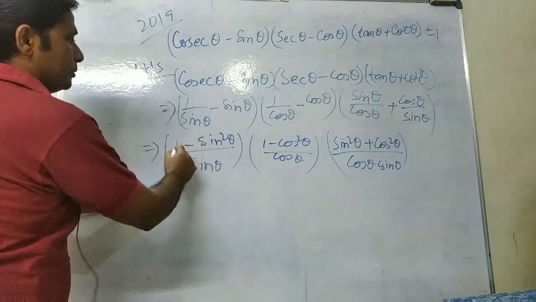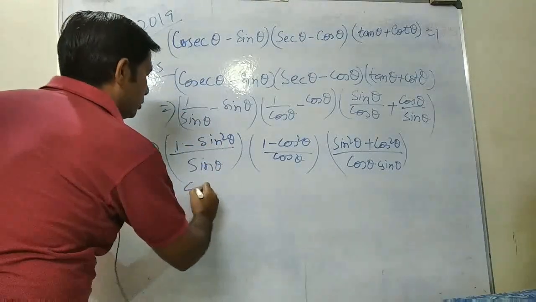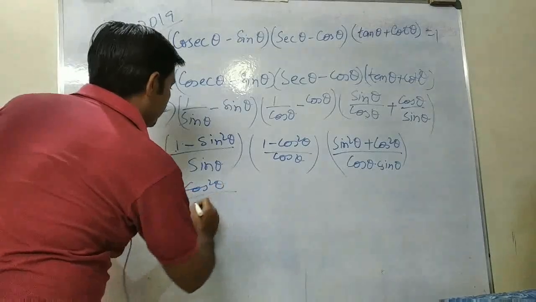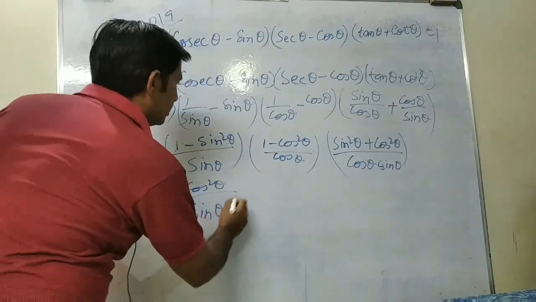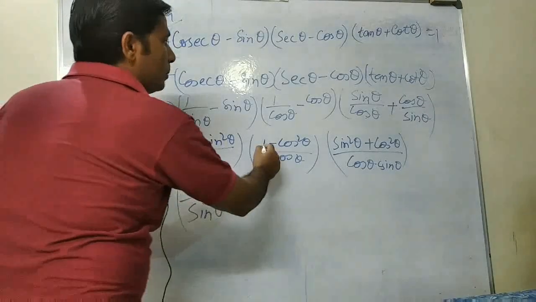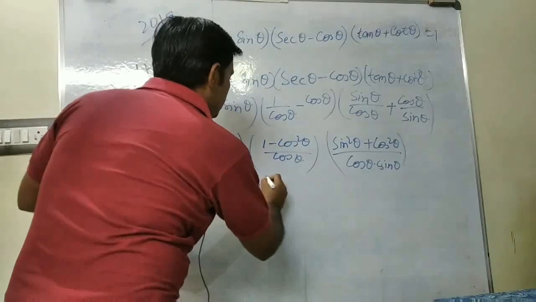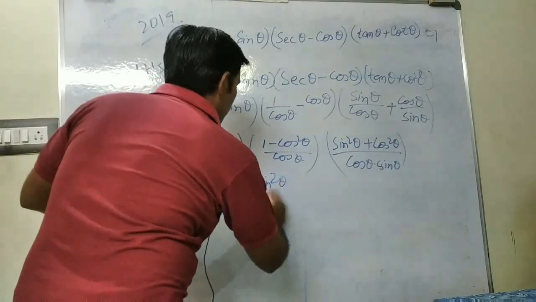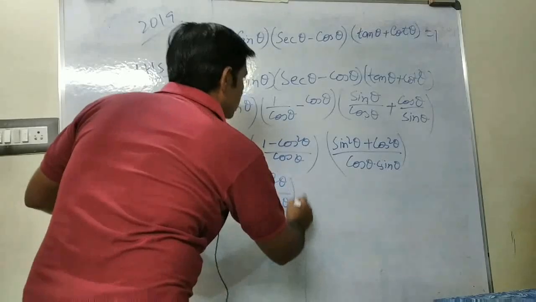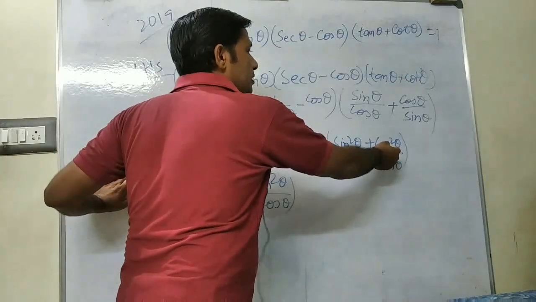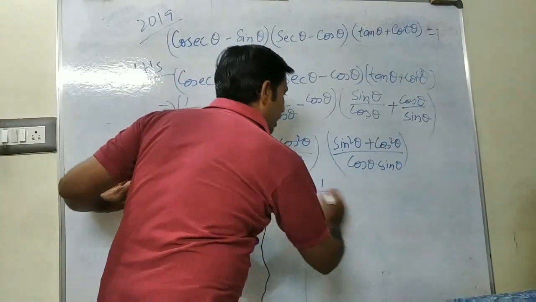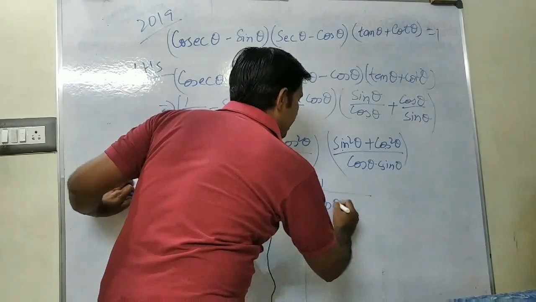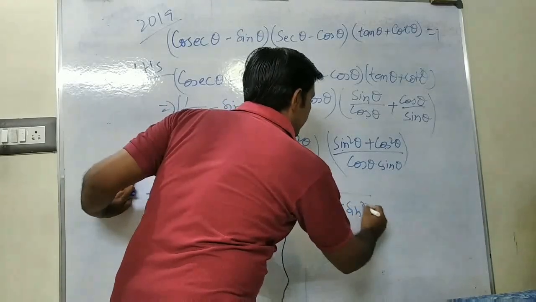Here we can see 1 minus sin square theta is equal to cos square theta by sin theta. Here 1 minus cos square theta means sin square theta by cos theta. Sin square theta plus cos square theta is 1, by cos theta into sin theta.